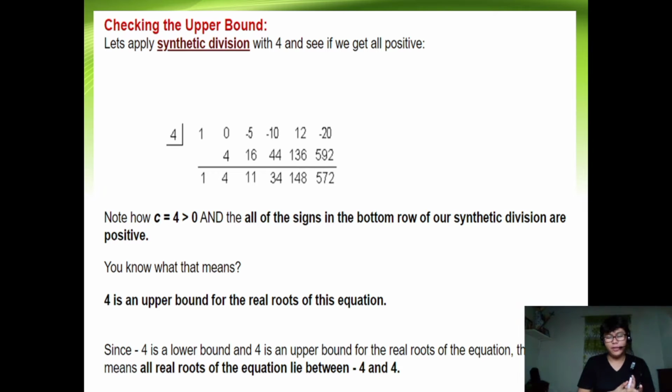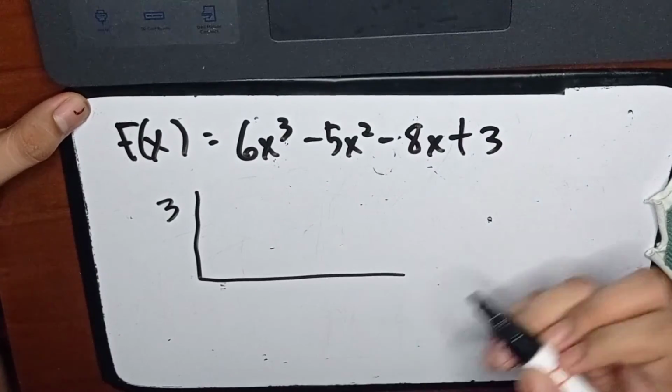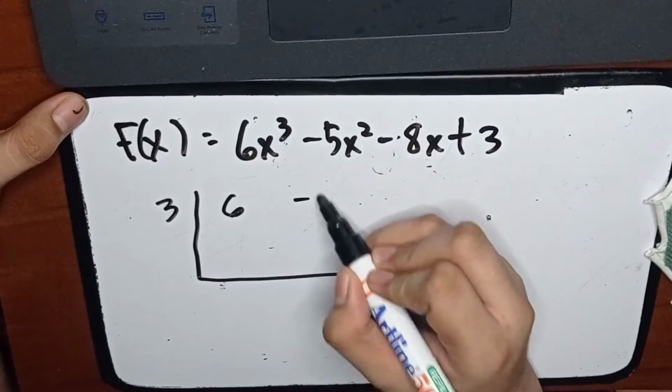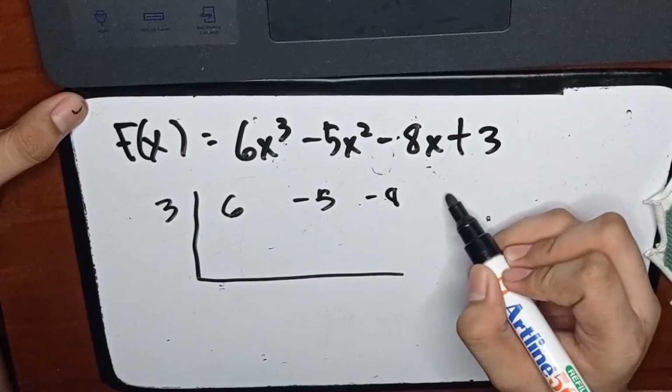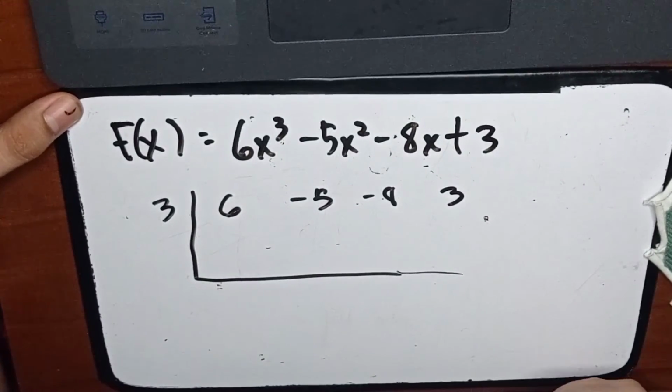And that's the upper bound and lower bound theorem, stating only the boundaries of the possible position, or the possible number, or the possible real roots located. Okay, so let's try this on our polynomial. Let's state that the boundary is 3, let's synthesize this: 6, negative 5, negative 8, and 3. Let's see if it is the lower bound or the upper bound.